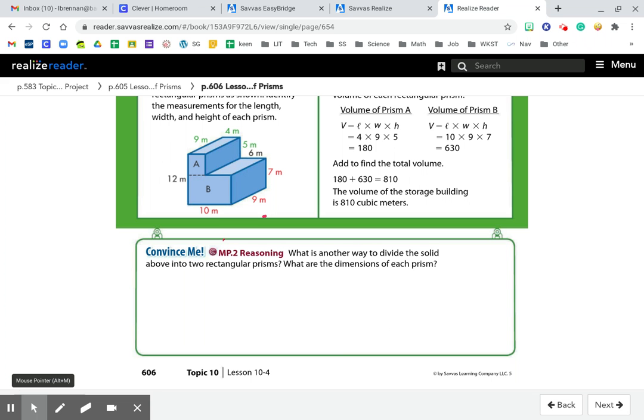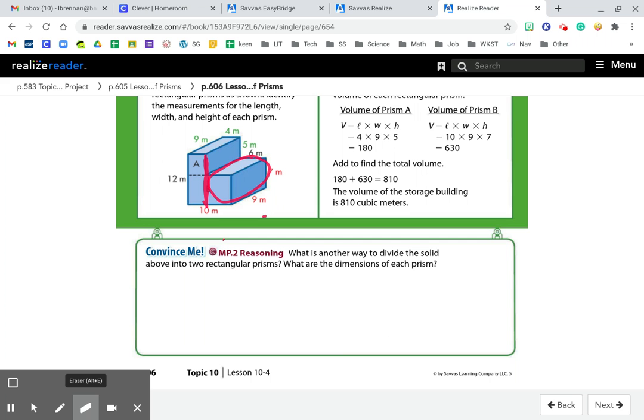What is another way to divide it? So we could also divide this shape. Instead of one small box sitting on top of a box, we could say, like a cereal box, we could call this shape A, and then this other box here, shape B. And you'll still get the same answer in the end.